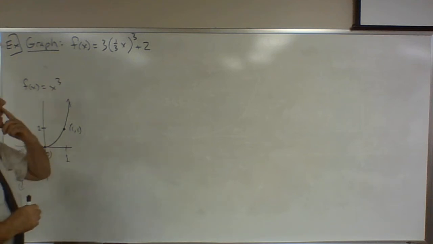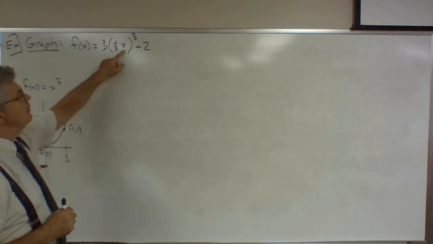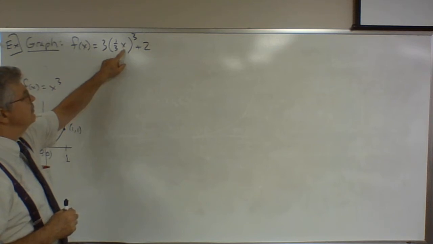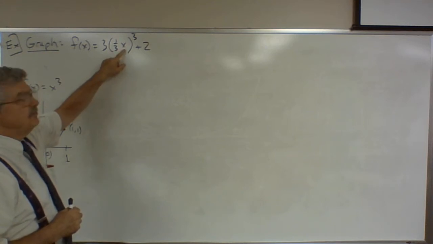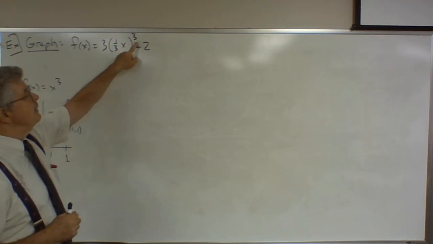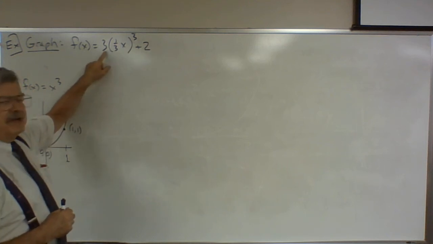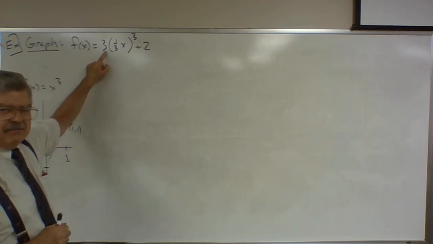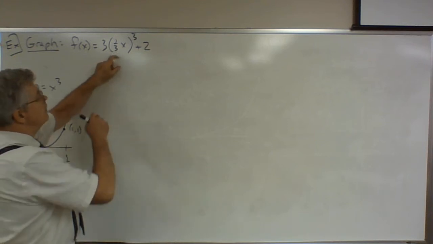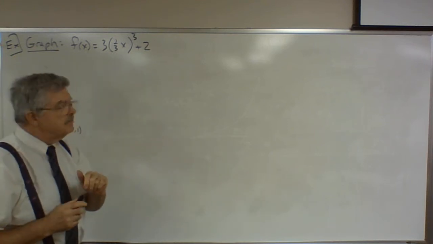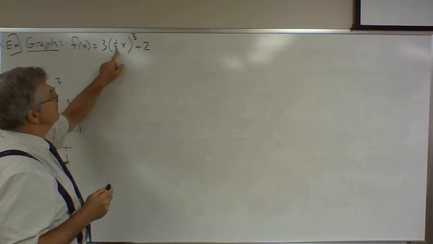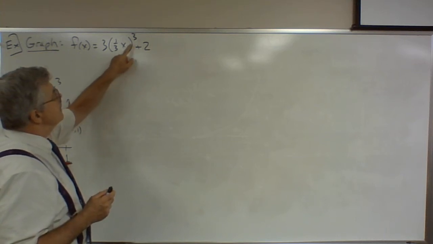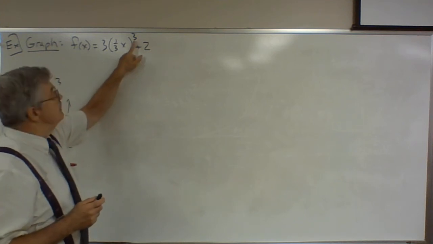Next, I'm going to work with the 1/3 because it's inside the parentheses. And notice something. I'm taking 1/3 x in parentheses and then I'm cubing it. The 3 here is on the outside of the parentheses. So they do different things. The 1/3 is on the inside of the parentheses. I multiply x by 1/3 before I cube it.